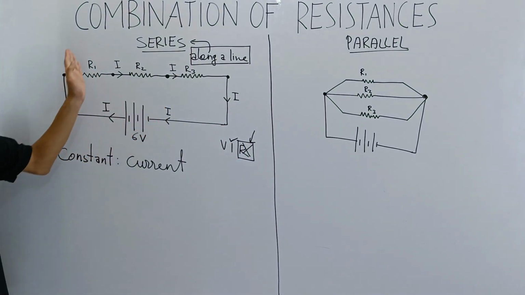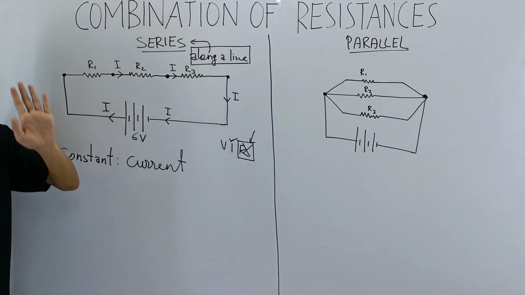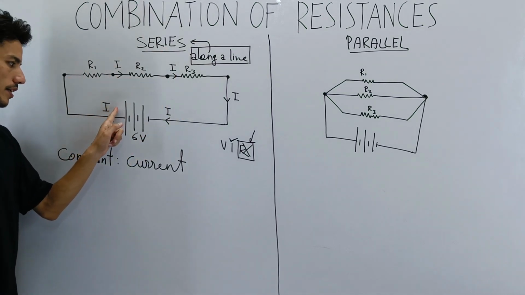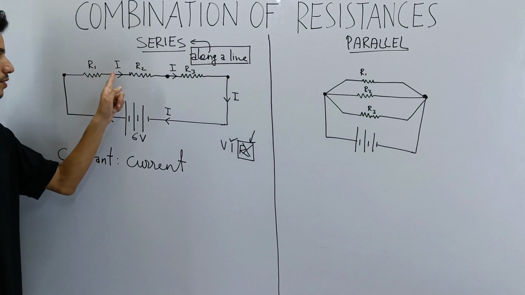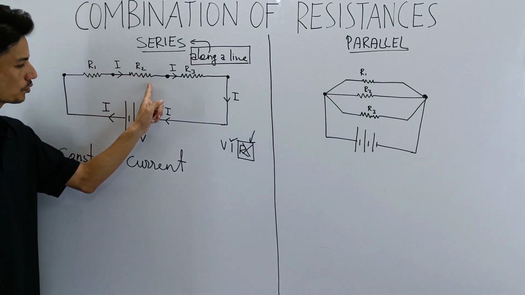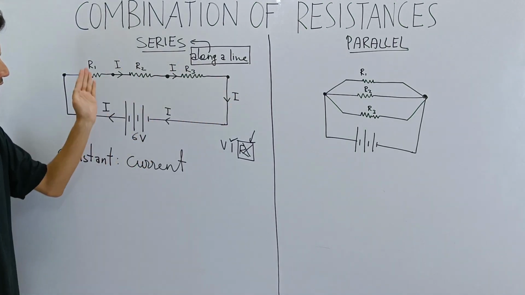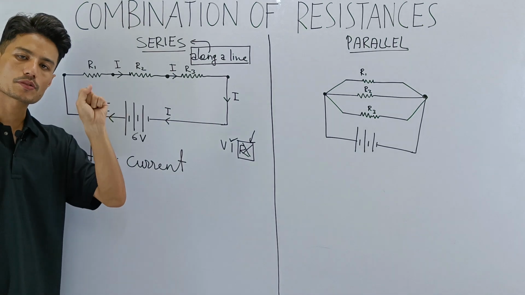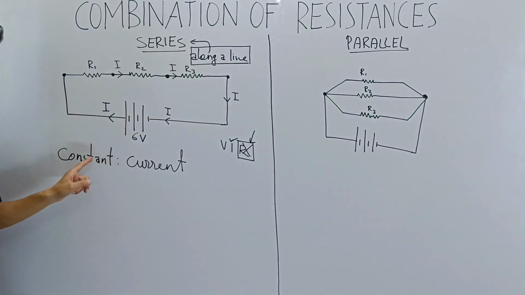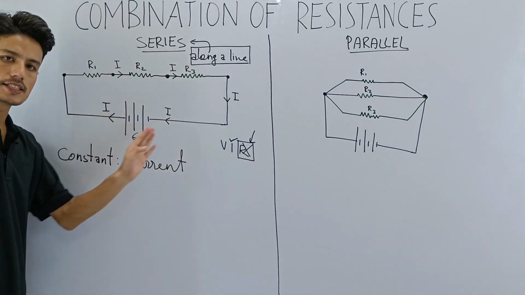That means the same current flows throughout the system. For example, if 12 amperes of current is flowing here, then 12 amperes of current is flowing through R1 also, through R2 also, through R3 also. That means throughout the entire system, 12 amperes of current is flowing. That is the meaning of current being constant in series.